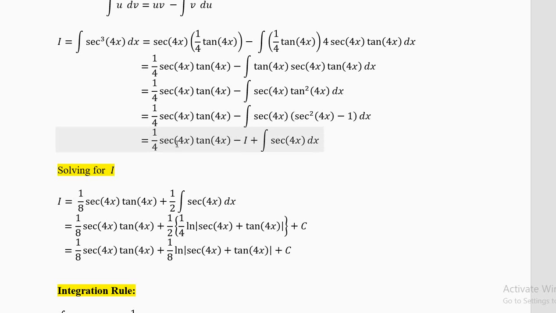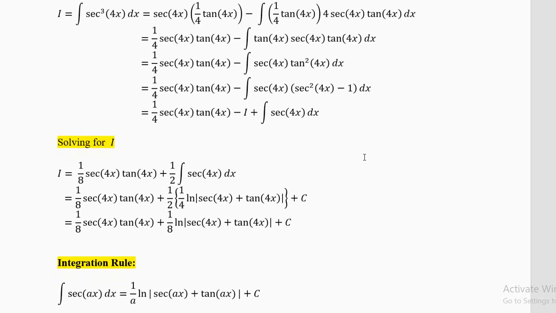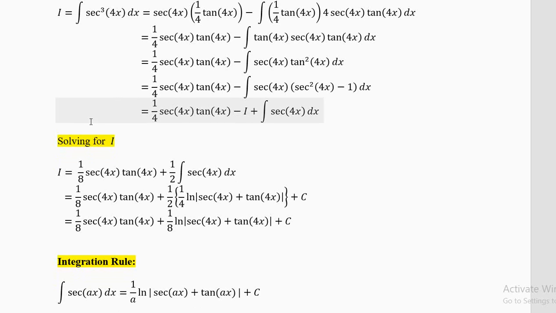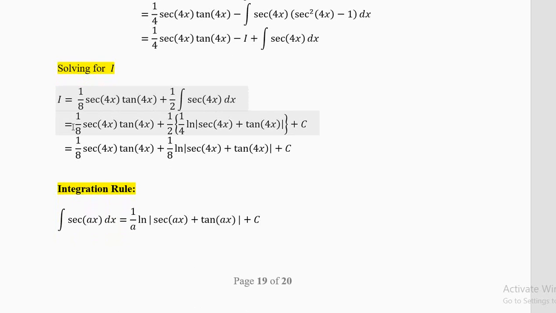So you'll get 1 over 4 secant 4x tan 4x minus I plus integral secant 4x. Now this minus I you can take this side, so your integration will become 2I equal to this. Divide by 2, you'll get 1 by 8 secant 4x tan 4x plus half of integration of secant 4x.